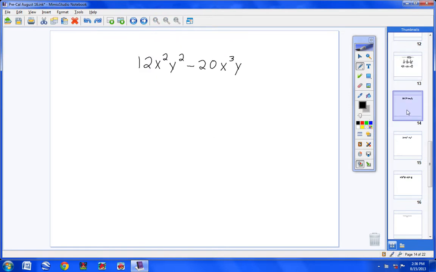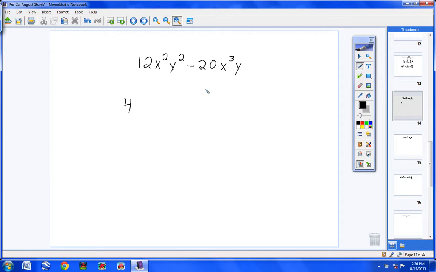Okay, let's move on to this next problem. Now, please pay attention. If you're struggling, let's start off with our coefficients. Notice we have coefficients of 12 and 20. What goes into both of those numbers evenly? Well, 2 does, but that's not the biggest number that goes into 12 and 20. There's a bigger number. And if you'll think for a second, you'll realize it's 4. 4 goes into both of those numbers evenly, and it's the biggest number.